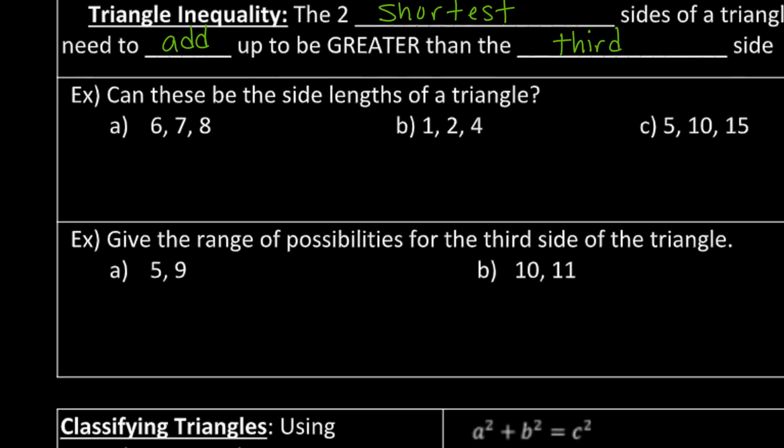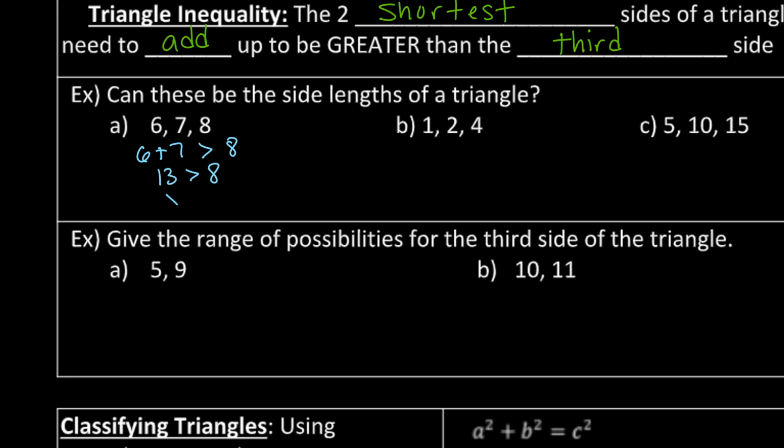So let's try it. We have 6, 7, 8. What are my 2 smallest? 6 and 7. So I add 6 plus 7, and it has to be greater than 8. So what is 6 plus 7? 13. Is 13 greater than 8? Yes. So yes, this does form a triangle.